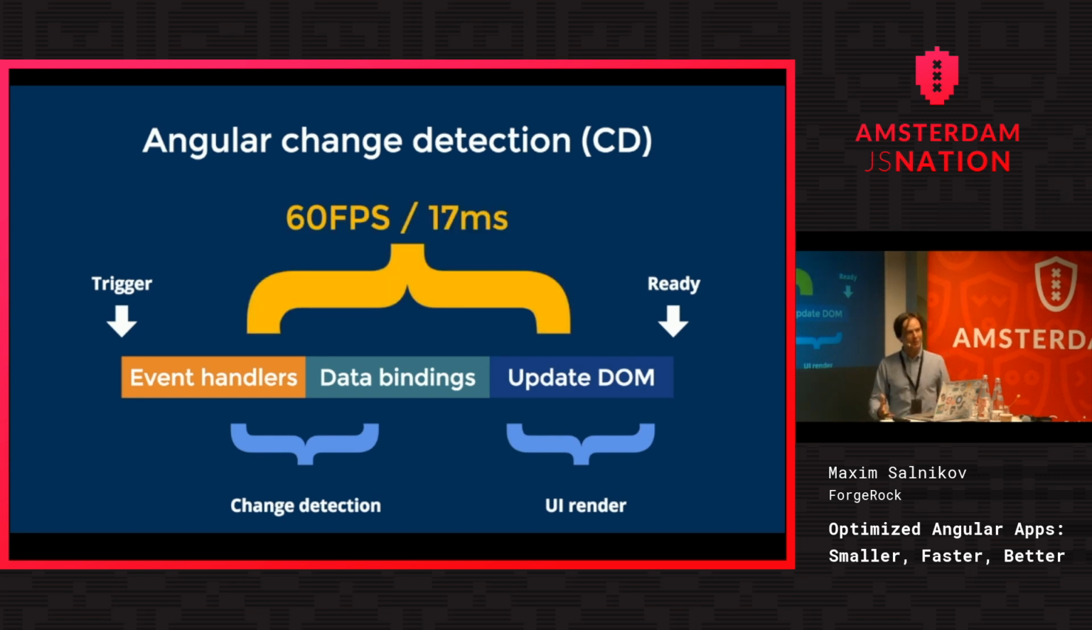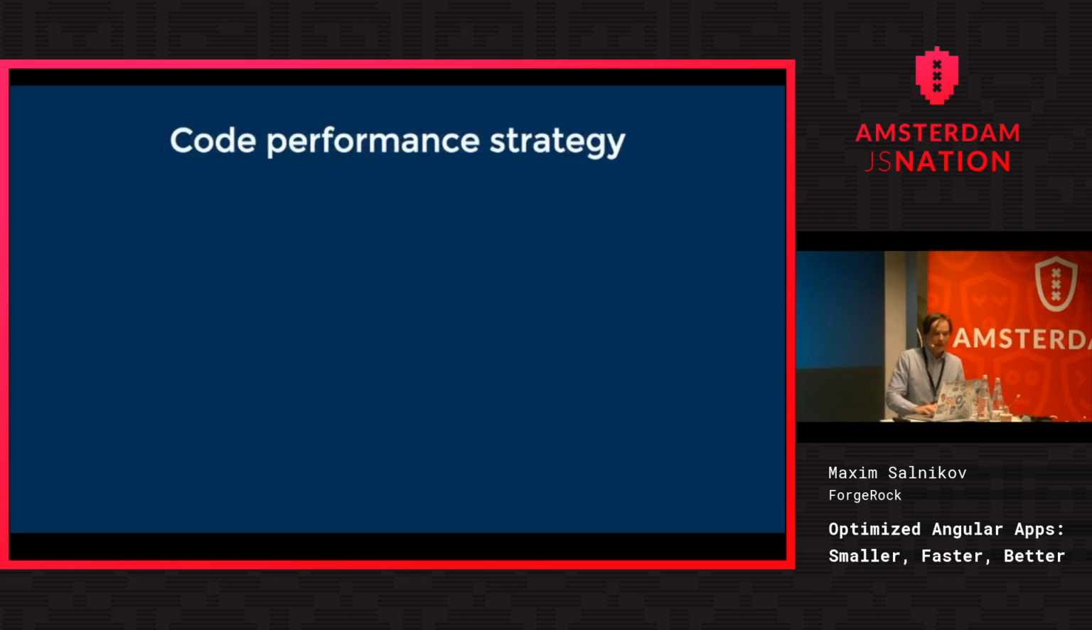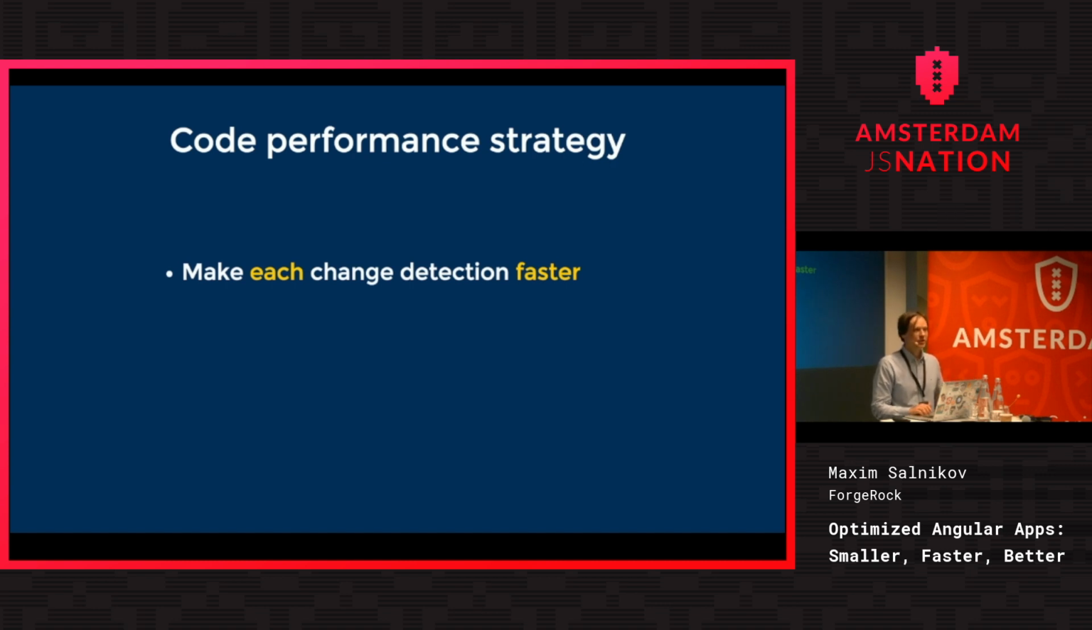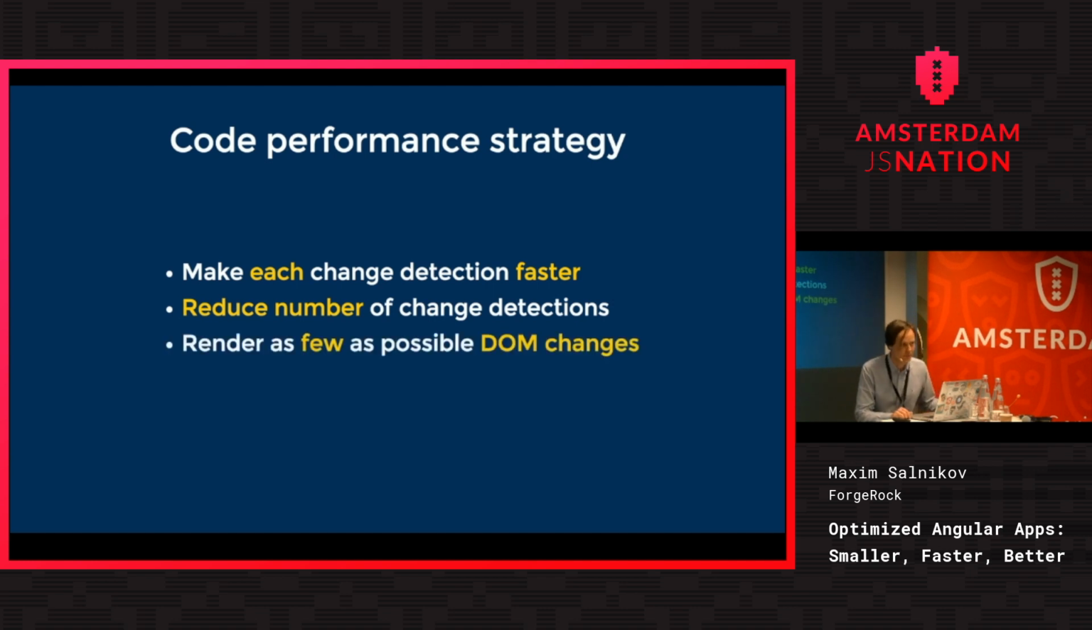And the problem is we have only 17 milliseconds for all these operations. Why? Because it's considered that 60 frames per second feels natural. So if less, you see some lags. Good. Okay, so we can have some strategy here. First, let's make each change detection faster. Let's reduce the number of change detections. And of course, if possible, we have to render the DOM as few times as possible, because this is a very expensive operation.